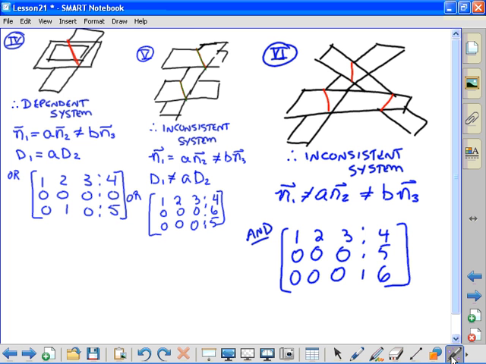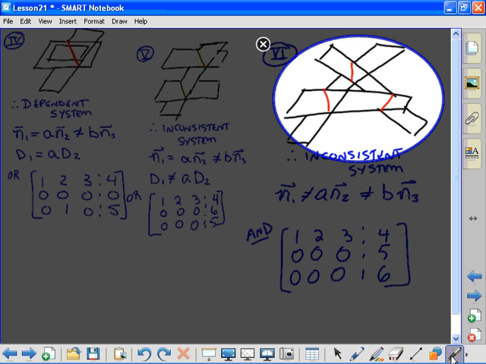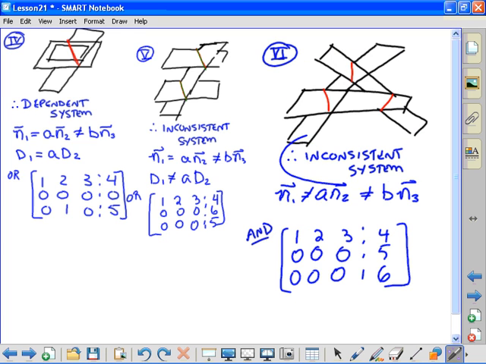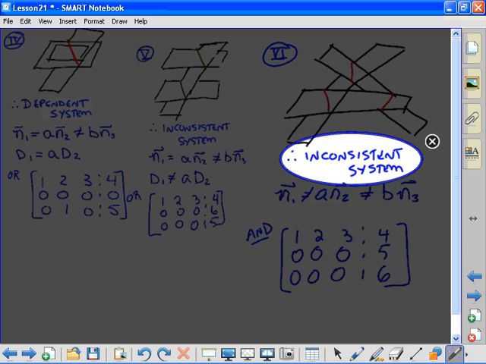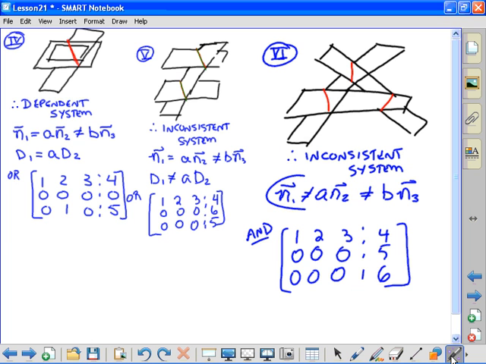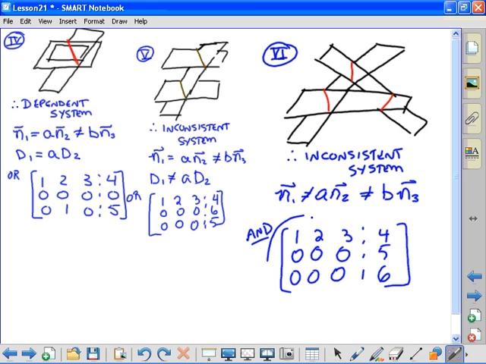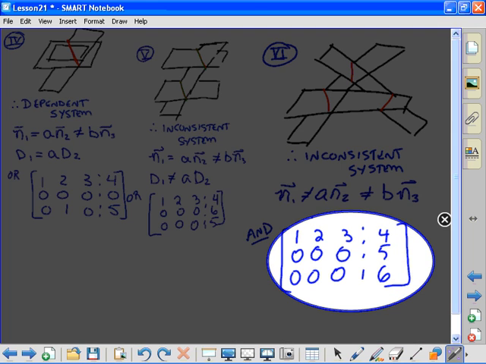The last one I want to talk about here, on this slide anyway, is when we have three planes and they form a triangle. So if you have three pens or pencils in front of you, just arrange them so they form a triangle. There's three lines of intersection. Again, it has to be a shared common intersection. So it's an inconsistent system, no solution, and in this case, none of the normals are a multiple of each other. And the resulting matrix looks like this.